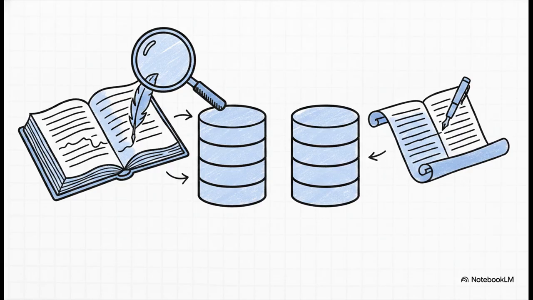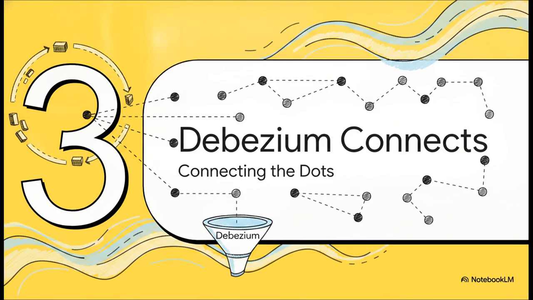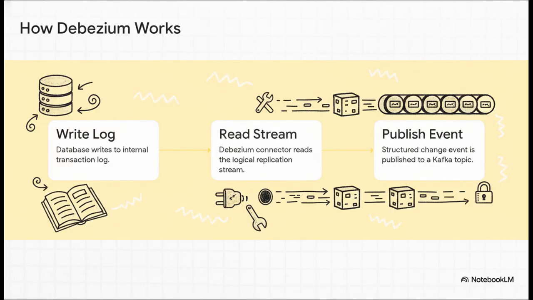Section 3. How Debezium connects the dots. Now that we know about these low-level database logs, we need a reliable way to actively turn them into consumable streams without building fragile custom parsers from scratch. Enter Debezium, the de facto open-source standard for modern CDC. It sits right inside Kafka Connect and runs as a set of production-ready connectors.